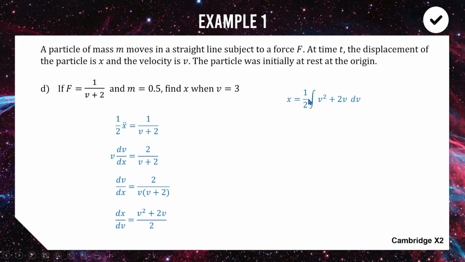Okay, so integrating, pulling the half out the front, and now raising the powers and dividing by the new powers, adding your constant, which, spoiler alert, is going to be 0 again, because 0 equals 0 plus 0 plus 0. So no constant, we can expand out the half and get our expression for x in terms of velocity. To finalize the question, we're going to sub in v equals 3 to find the value of x, and we end up with a value of 9.